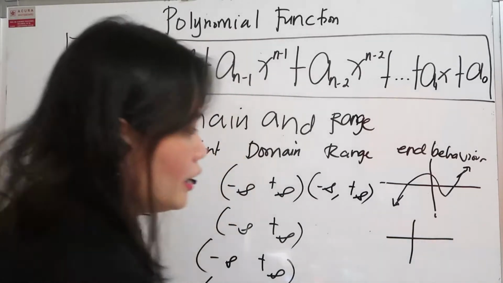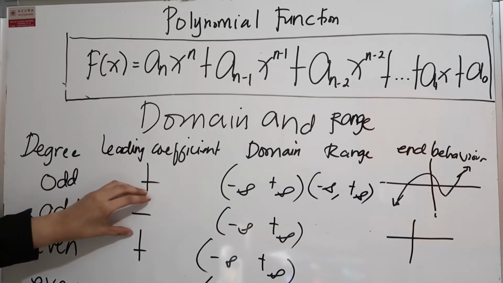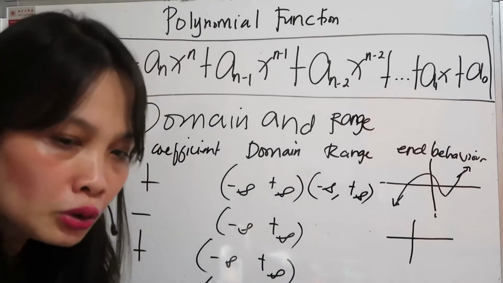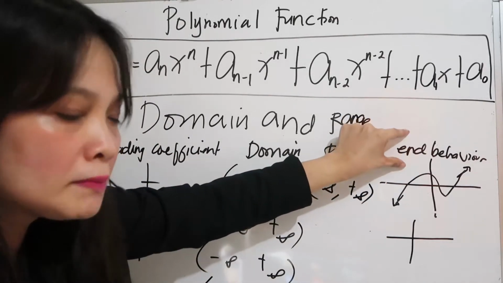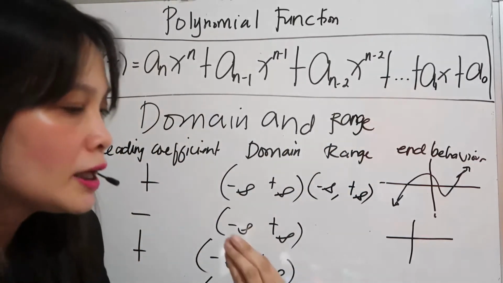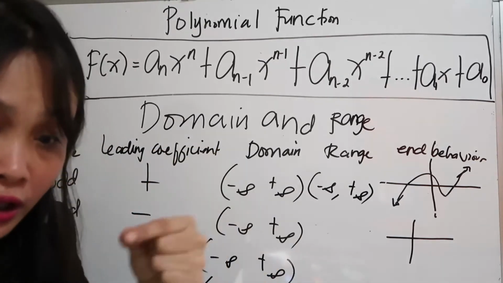So it's odd and then negative. So what is the leading coefficient? Okay? So odd and then the leading coefficient is negative, what will be the range? To determine the range, again, we need to look for the end behavior. Miss, what is end behavior once again? When we say end behavior, you're referring to the starting point and then the ending point of the graph.